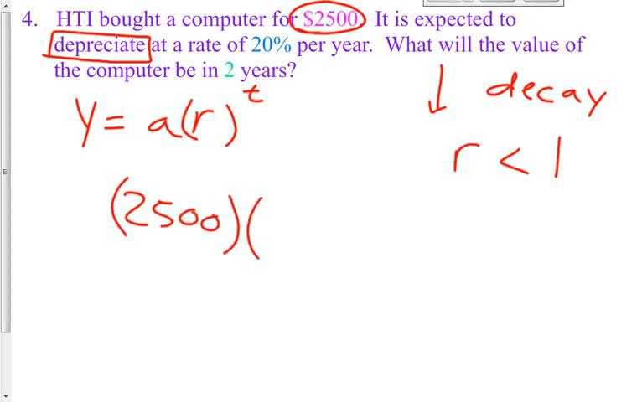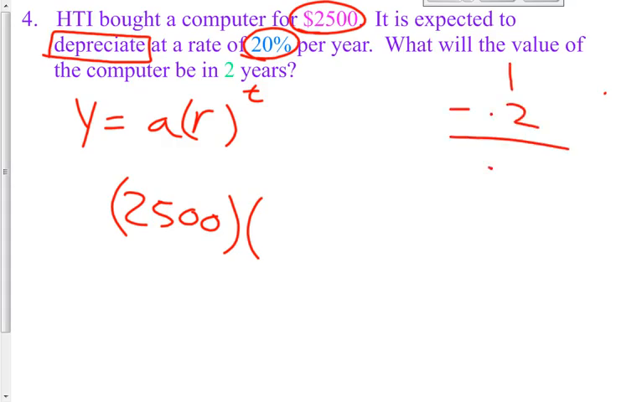Our rate, what is the rate of increase? It says it depreciates at a rate of 20%. Now this can be kind of confusing because people want to put 0.2 right here, which is incorrect. The R value is the rate of increase. Just as we added the rate to 1 for our growth problems, here with decay problems we're going to subtract it from 1. So 1 minus 0.2, which is 0.8.